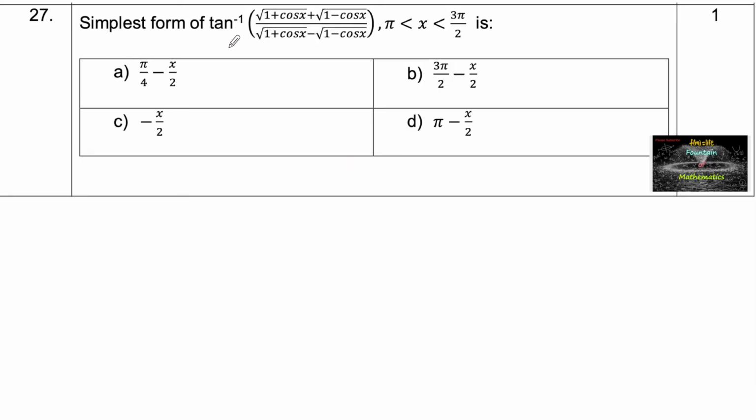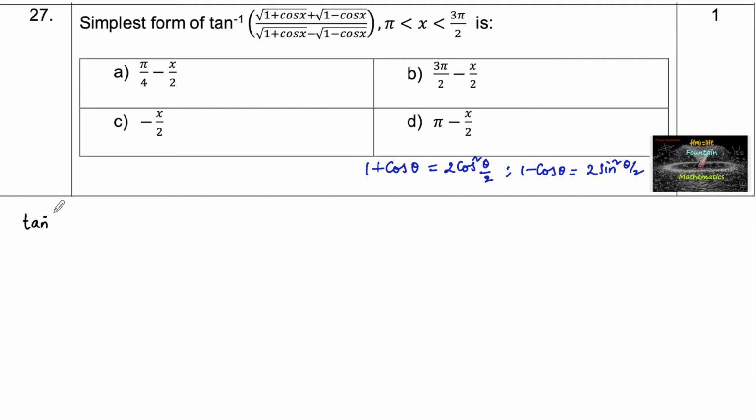Find the simplest form of tan inverse of (root of 1 plus cos x plus root of 1 minus cos x) upon (root of 1 plus cos x minus root of 1 minus cos x), where x lies between pi and 3 pi by 2. Since we know that 1 plus cos theta is equal to 2 cos square theta by 2, and 1 minus cos theta is equal to 2 sin square theta by 2, let us use this formula here.